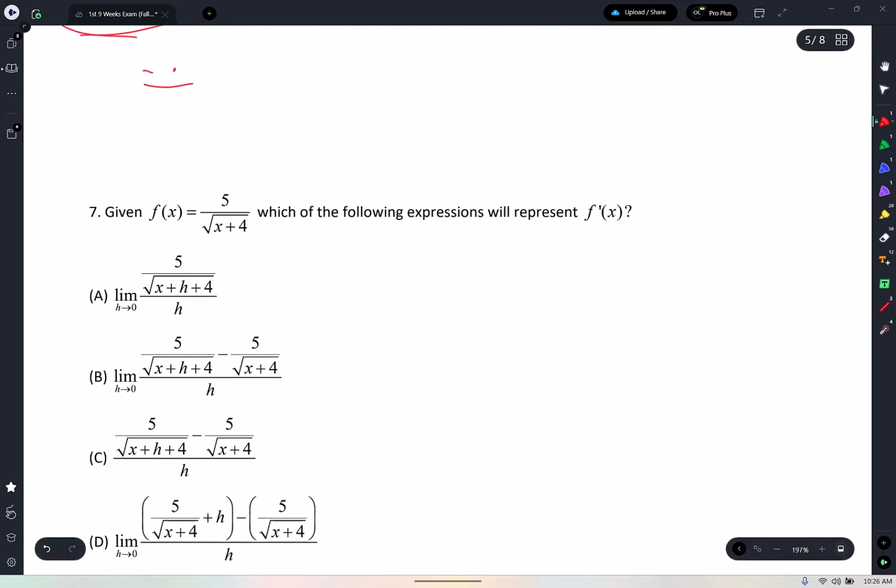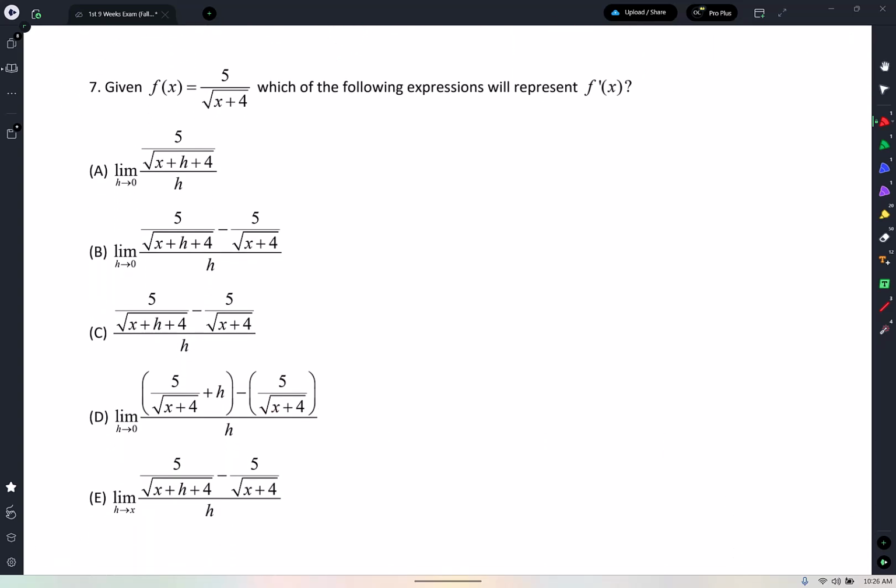Let's go to number 7. They give you an expression, and they want to know which one represents f prime of x. So remember, write this down, guys. F prime of x is equal to the limit as h approaches 0 of f of x plus h minus f of x all over h. Really, it's just your slope formula, right? Changing y over changing x. Which one of those looks like they're doing that? Does letter A look like it's doing that? No, out. Does letter B look like it's doing that?